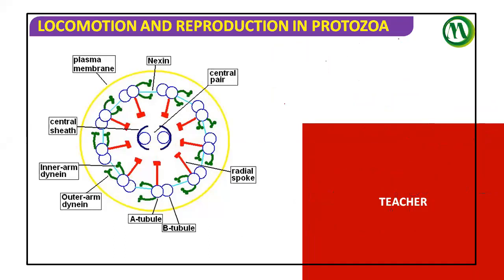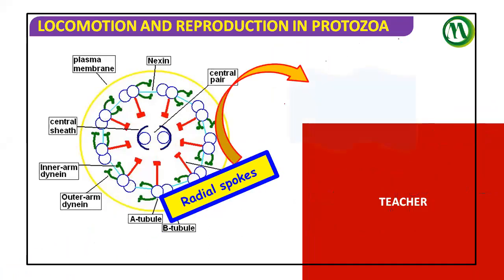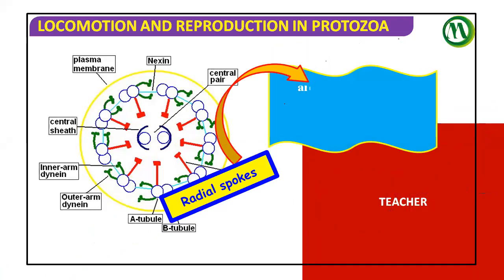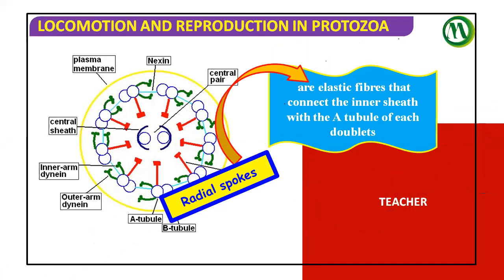I'll show you once again that vector diagram. This is very important for us. Let me show you all these things once again. Radial spokes are the elastic fibers that connect the inner sheath with the A tubule of each doublet.